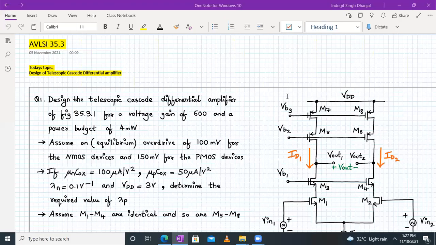Hello everyone, welcome to AVLSI lecture number 35.3. Today we are going to discuss the design of a telescopic cascode differential amplifier.